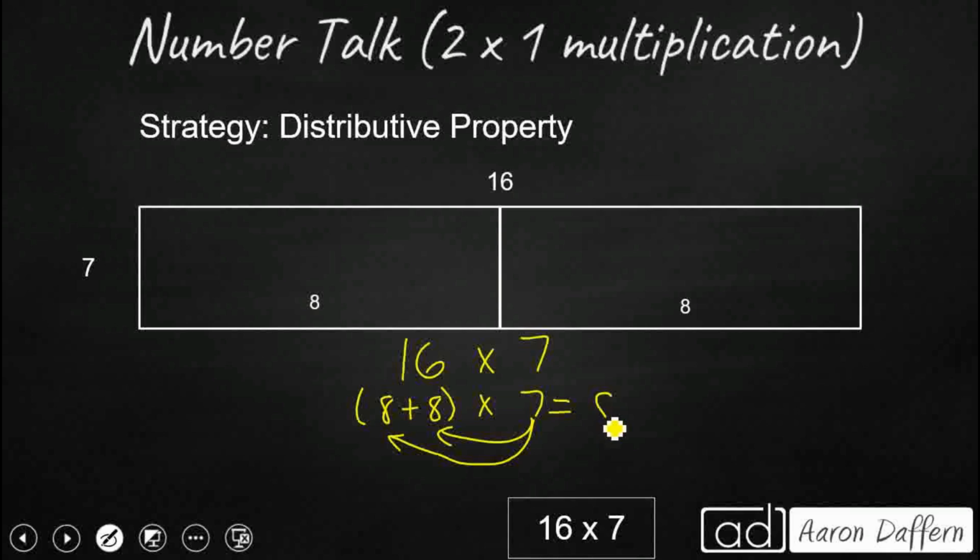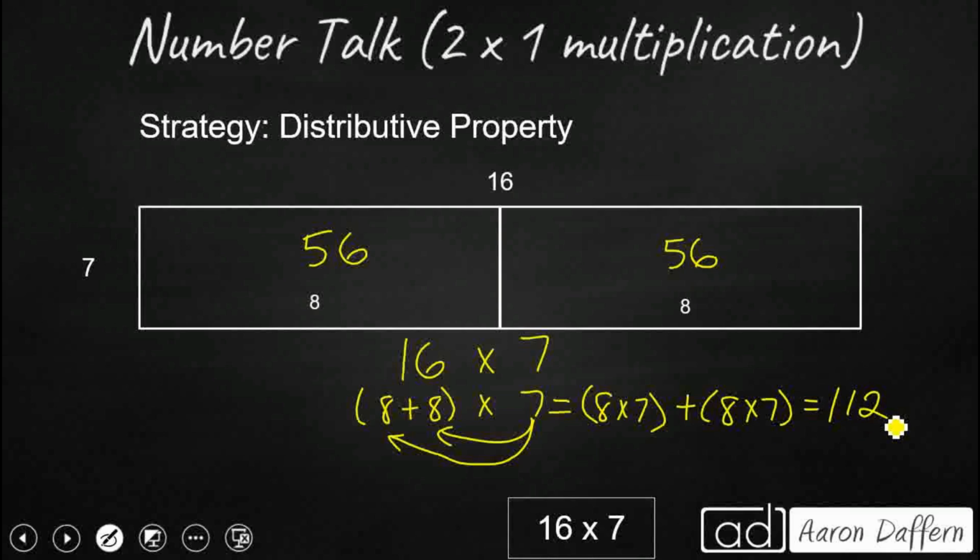So I'm going to multiply this first 8 times 7. That's an easy 56. That's a fact. Then the other leftover 8 is also multiplied by 7. That's also 56. And so now all I need to do is add my 56 and 56. 5 and 5 makes 10. 6 and 6 is 12, so that's 112 because those 5s are really 50s. And hopefully that's the answer you got, 112.